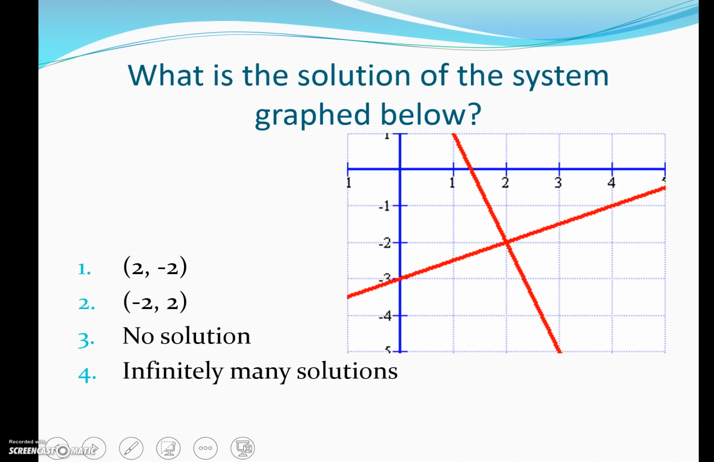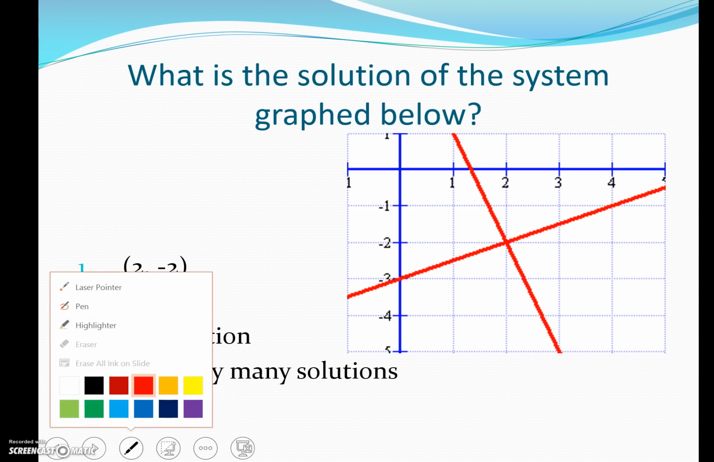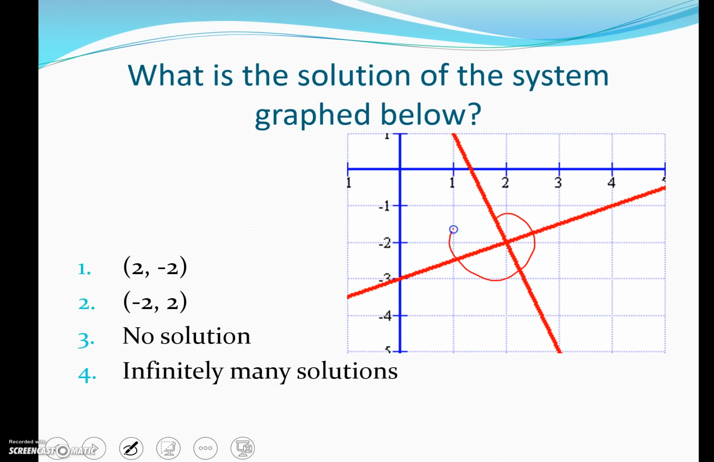So let's take a look at an example here. We want to identify the solution of the system that's graphed here. Now tomorrow we're actually going to go through and graph these, but our point of intersection is found right here. What we want to do is identify the x value, which matches up with 2, and our y value, which matches up with -2. So the answer to this problem here is (2, -2).